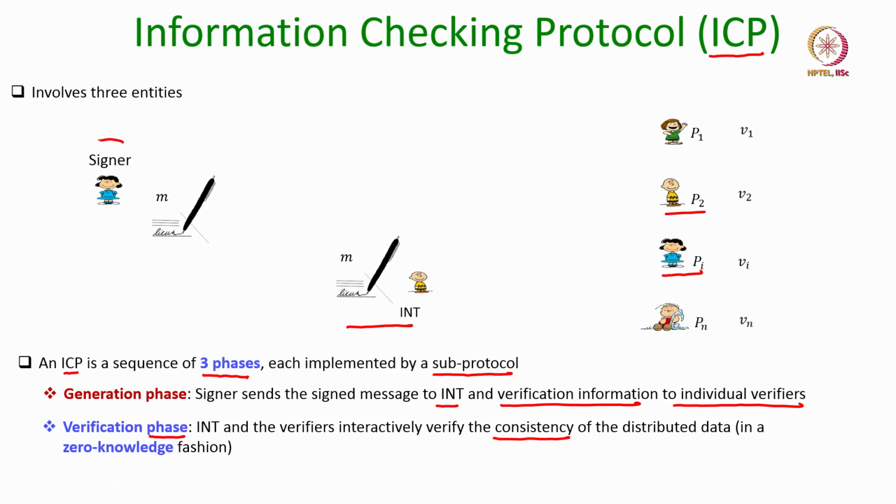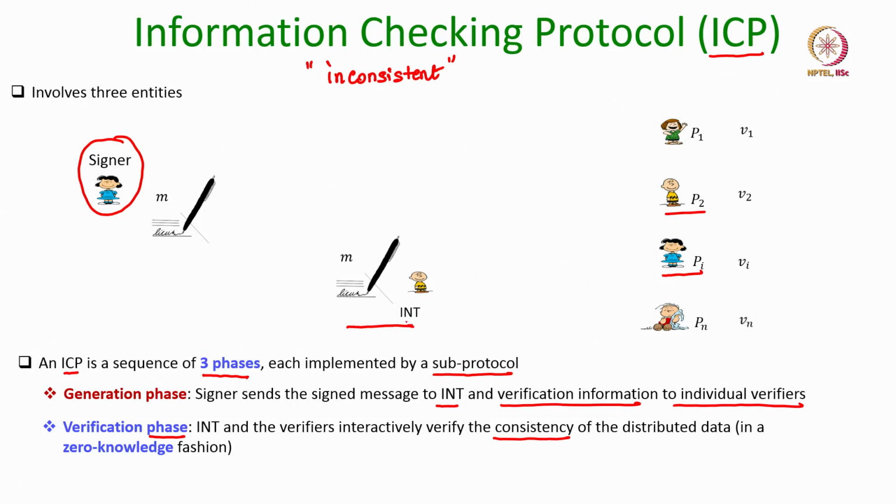Now, what a corrupt signer can do is, if the signer is maliciously corrupt, and that is quite possible because during the execution of the ICP protocol there could be up to t malicious corrupt parties, which might include the signer or the intermediary or the verifiers. So, if the signer is maliciously corrupt, then it may distribute inconsistent signed message and verification information to the intermediary and honest verifiers respectively, and that will violate the non-repudiation property.